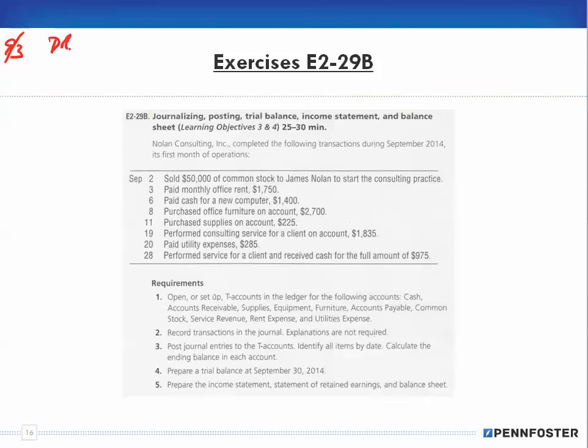So I'm going to debit and have a credit. Paid monthly office rent $1,750. So am I affecting cash? Yes, right? My cash is decreasing because I'm paying it out to pay for rent. So when my cash decreases, I credit my cash for $1,750, and I have to debit something else. What am I paying? I'm paying my monthly office rent.